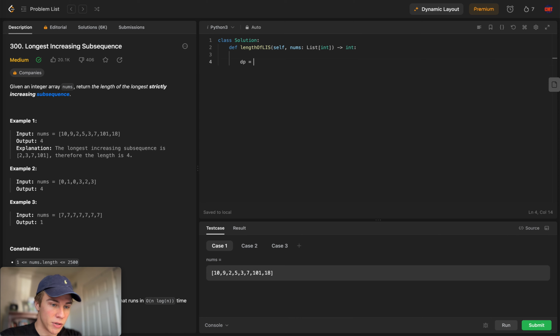Let's have, as promised, our DP array that starts with just the value 1. Let's also have the max length equaling 1 initially. And then let's have a for loop for i in reversed range from 0 to, let's say, len nums minus 1. That should give us the ability to do this.